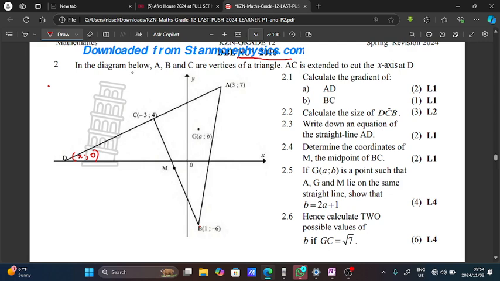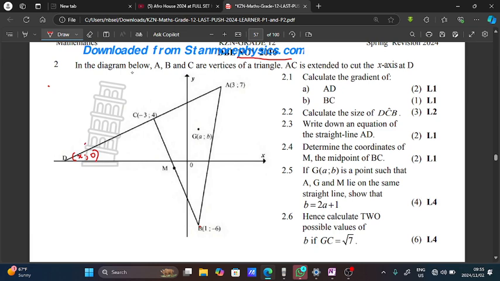Now let's see. Calculate the gradient of AD. What is AD? A is here and D is down there. Can you see that? Now they want the gradient. Because they're saying AD, are there any 2 points on line AD? Remember, our gradient is 2 points again. Are there any 2 points that we know on AD?